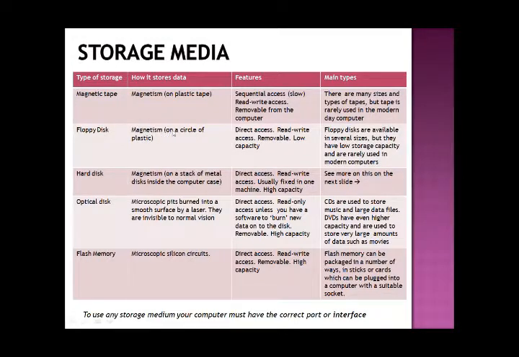How it stores data: magnetism on a circle of plastic. Features: direct access, read-write access, removable, low capacity. Main types: floppy disks are available in several sizes, but they have low storage capacity and are rarely used in the modern computers. Now, hard disk.